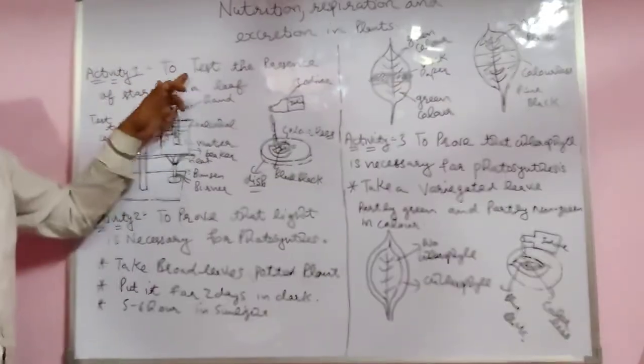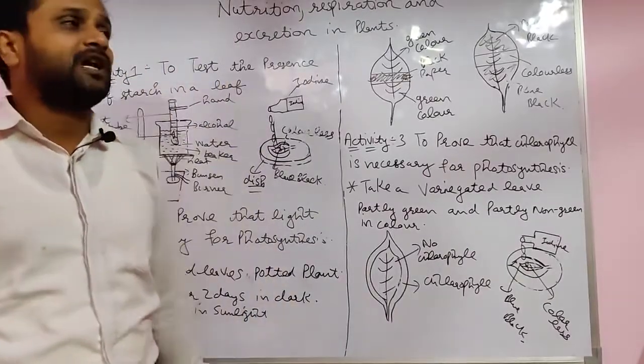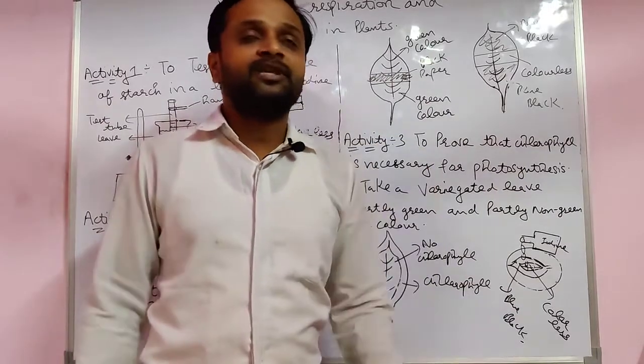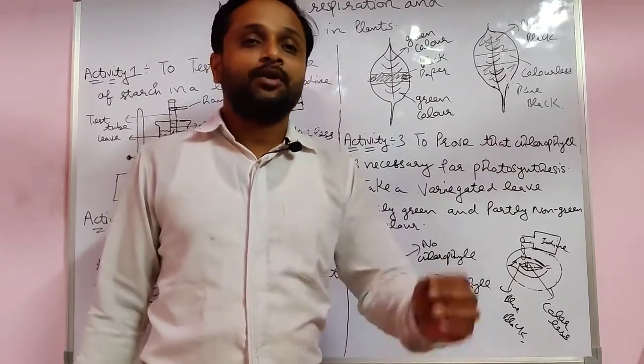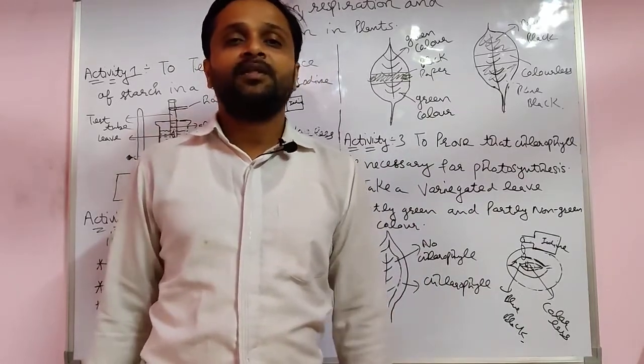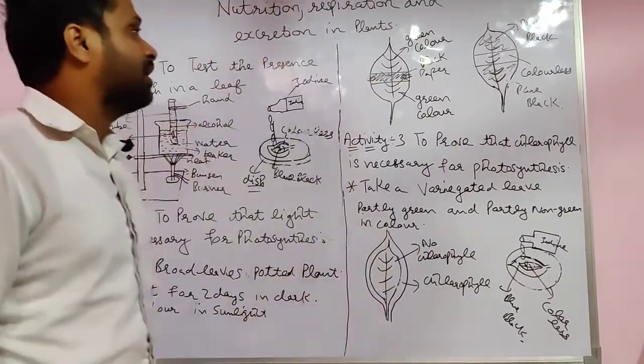The first activity is to test the presence of starch in a leaf. How do you test the presence of starch in a leaf? Actually, students, when glucose is formed by the process of photosynthesis, the glucose is stored in the plant in the form of starch. Then how do you test the presence of starch in the leaf?